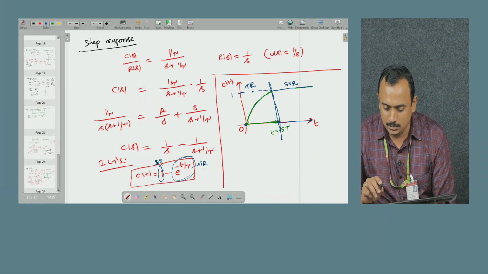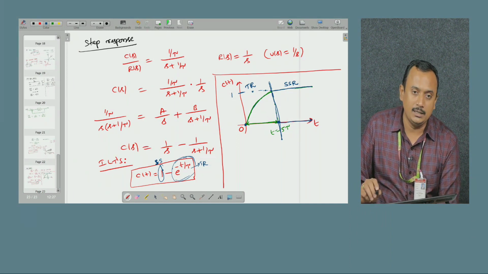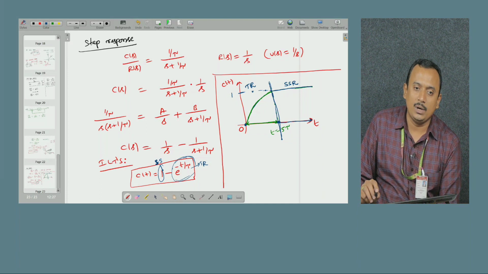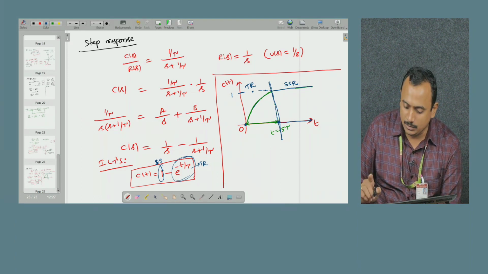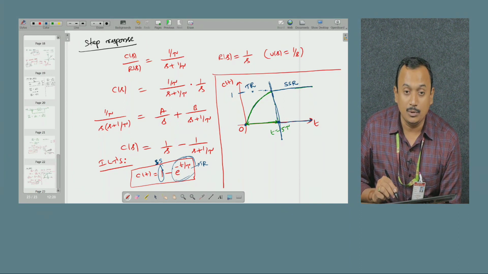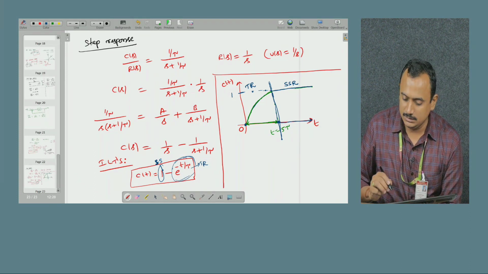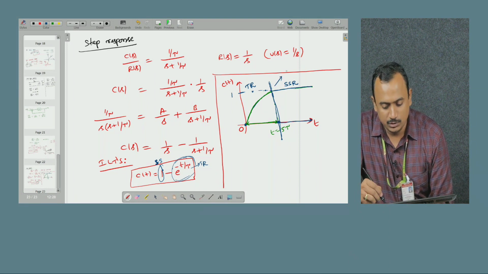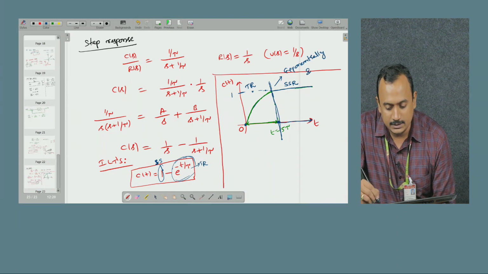Okay. Now the one more point is, if you have a term like 1 minus e power minus something, let us say here you have 1 minus e power minus t by tau. Now if you have a term like that, then your response is exponentially increasing.